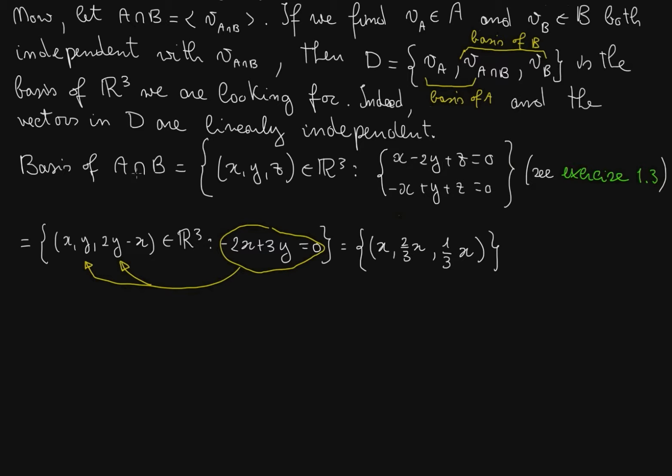Now, the intersection of A with B is the set of triples x, y, z in R3, such that both of the equations x minus 2y plus z equals 0 and minus x plus y plus z equals 0 are satisfied at the same time. Now, we talked about these kinds of sets in exercise 1.3, and there we even showed how to find a basis for these subvector spaces. So what we can do here is again implement, in the very writing of the generic vector of A intersection B, the equations one at a time.